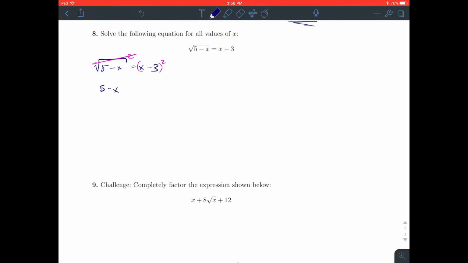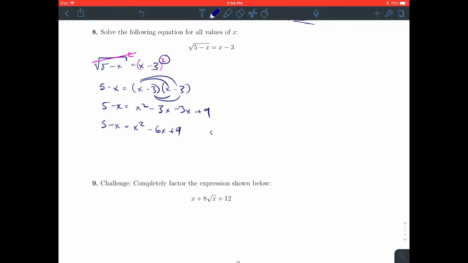That leaves us with 5 minus x equals x minus 3 times itself, because that's what squaring means. 5 minus x equals x squared minus 3x minus 3x plus 9. Combining like terms gives us 5 minus x equals x squared minus 6x plus 9. Now we need to set it equal to 0.